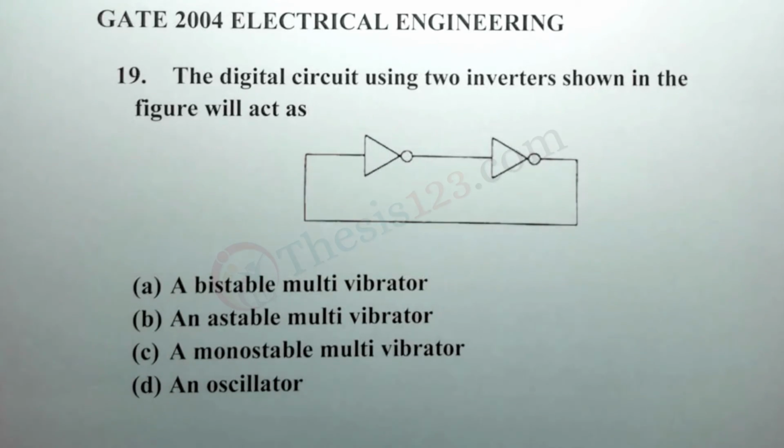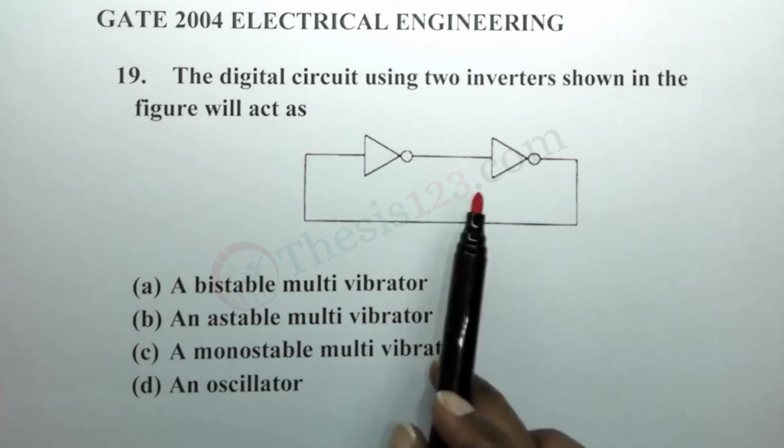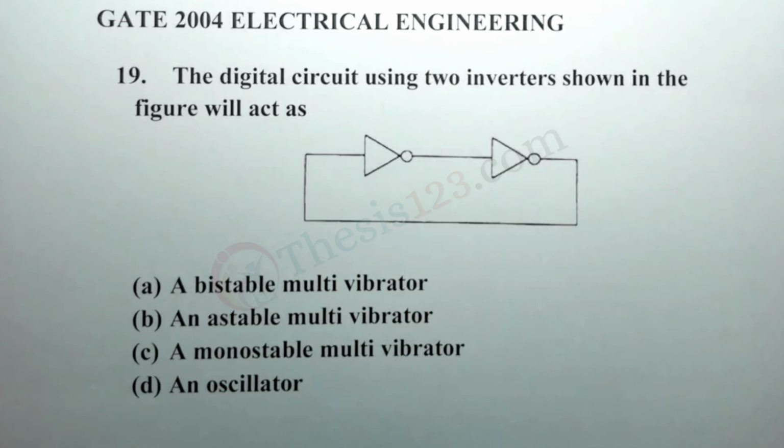Okay, here's the next question, number 19. The digital circuit using two inverters shown will act as A, a bistable multivibrator, B, an astable multivibrator, C, a monostable multivibrator, and D, an oscillator. So you'll notice here in the circuit given that two inverters are connected. Now these two inverters are connected in sort of a series fashion.